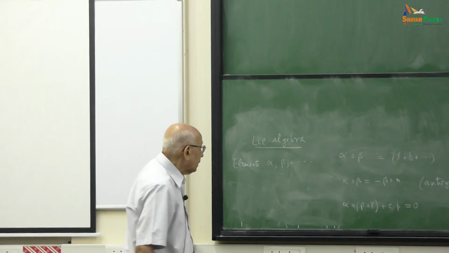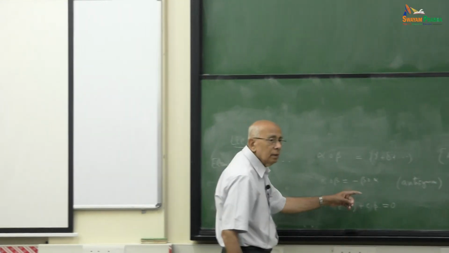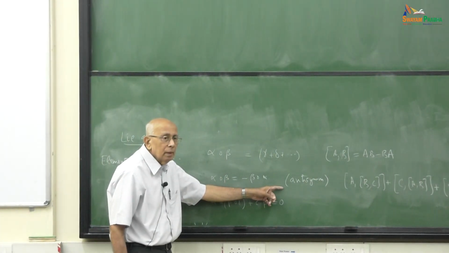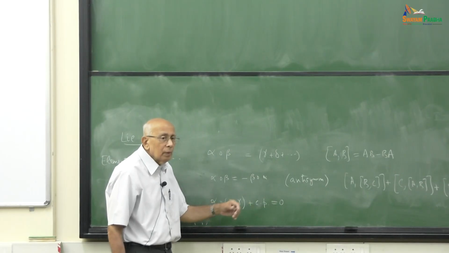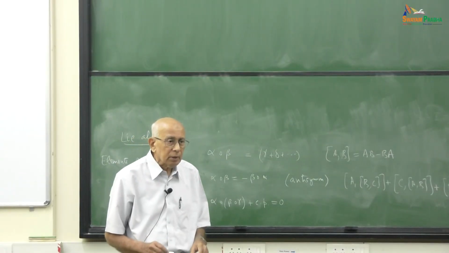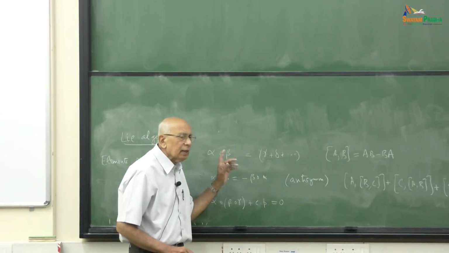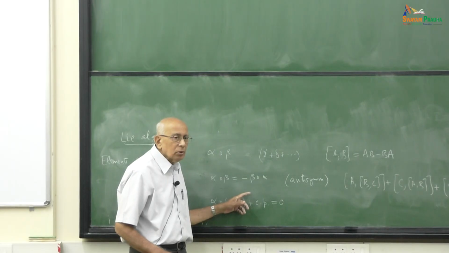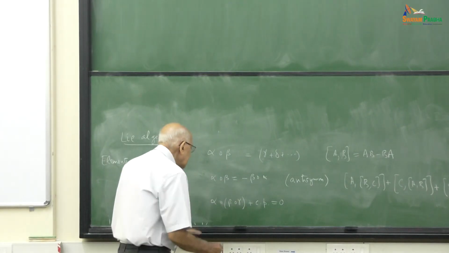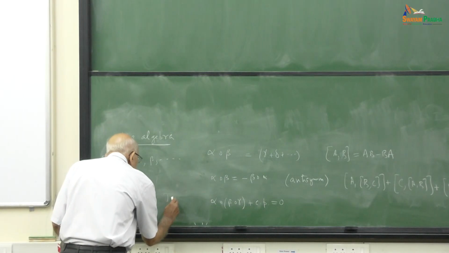It is 0 because of the antisymmetry. These are abstract elements. Whatever be the nature of the elements, whatever be the nature of the composition law that I prescribe, it is antisymmetric. That's all that's needed. And by the way, this is called the Jacobi identity.